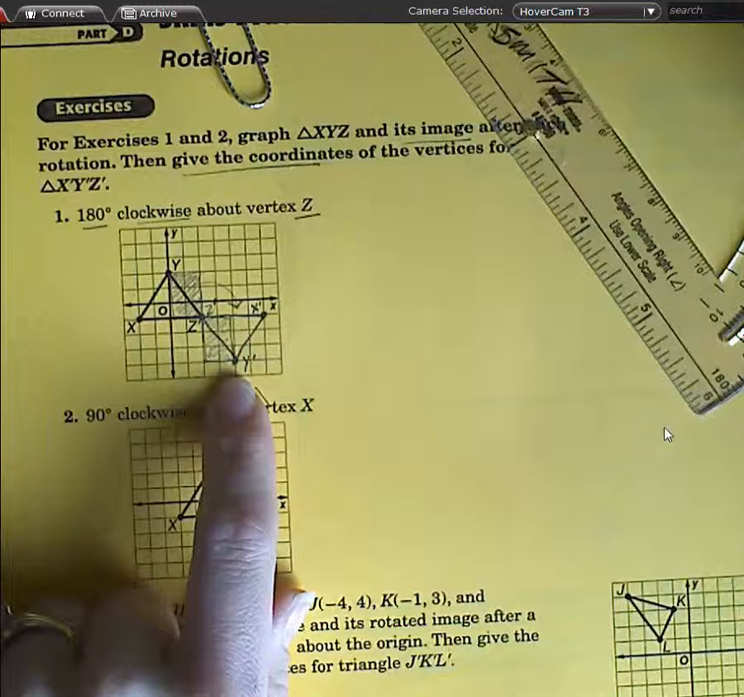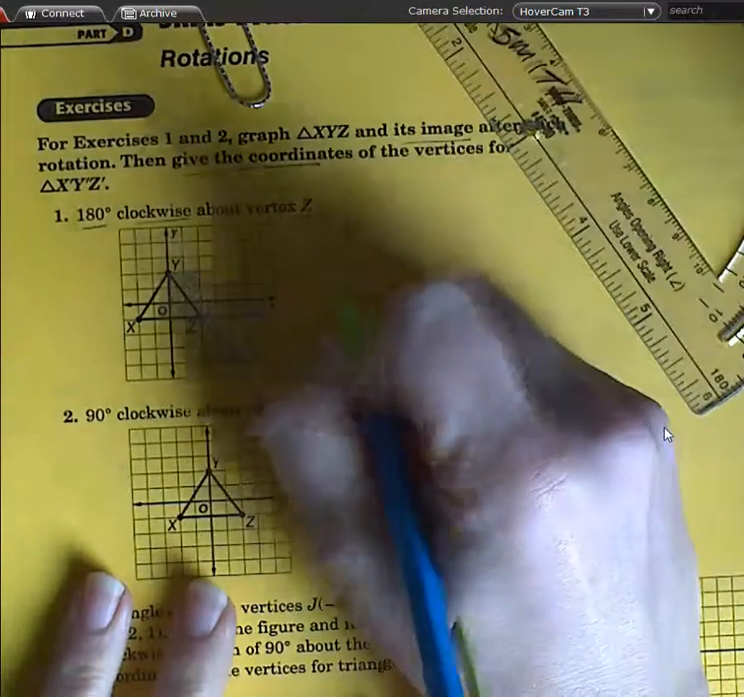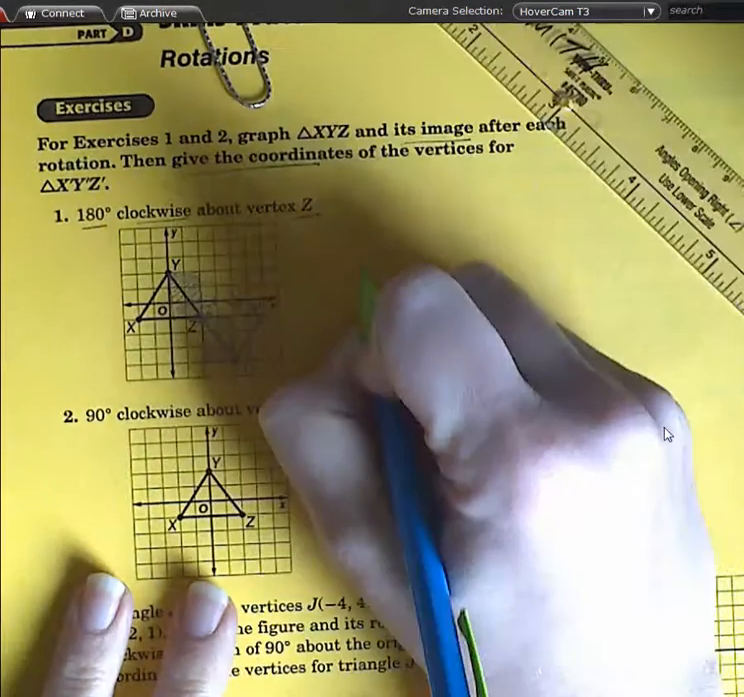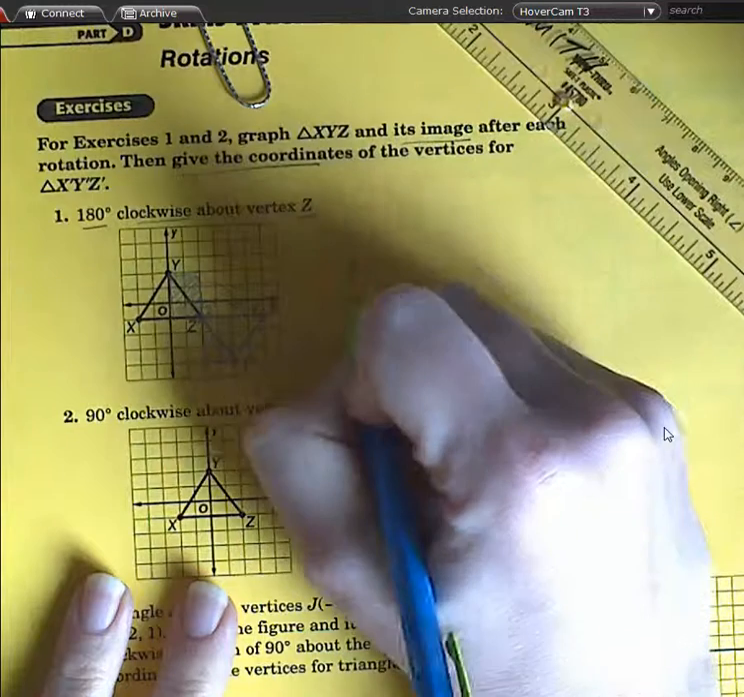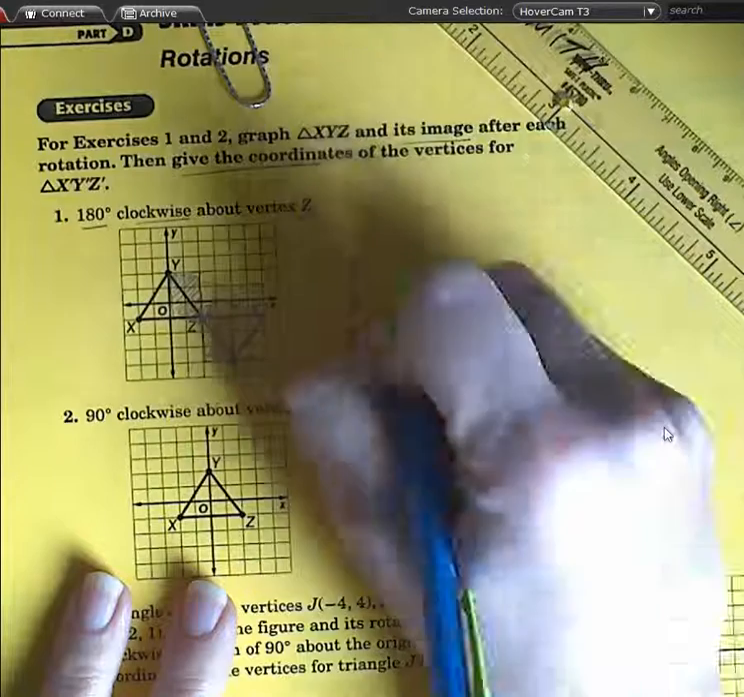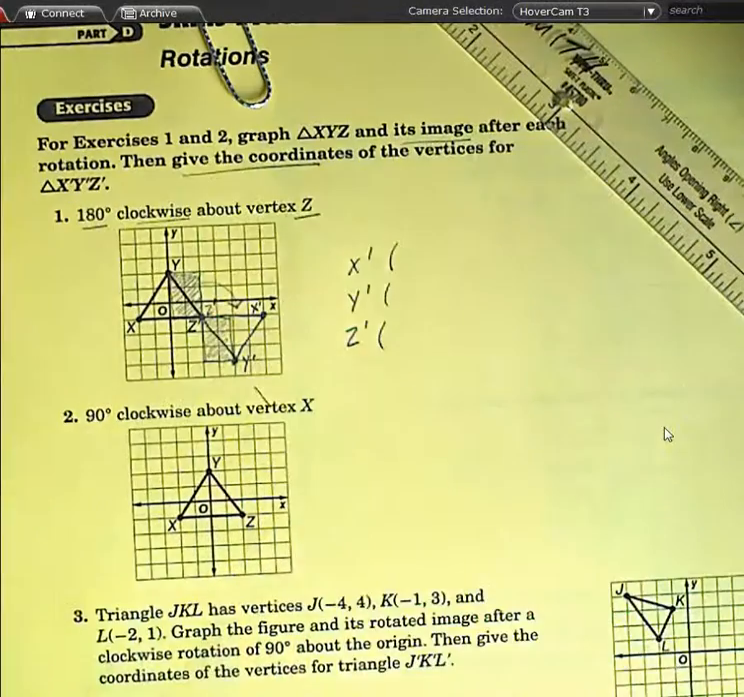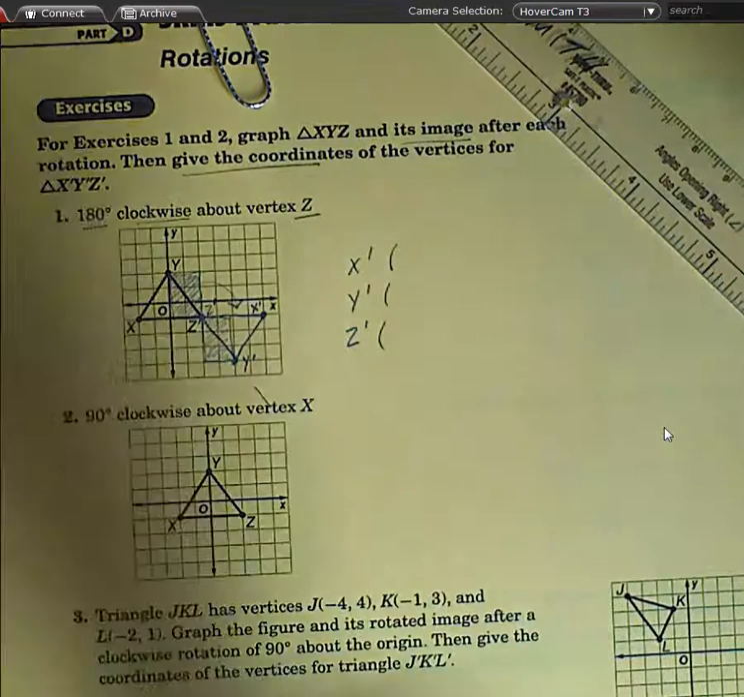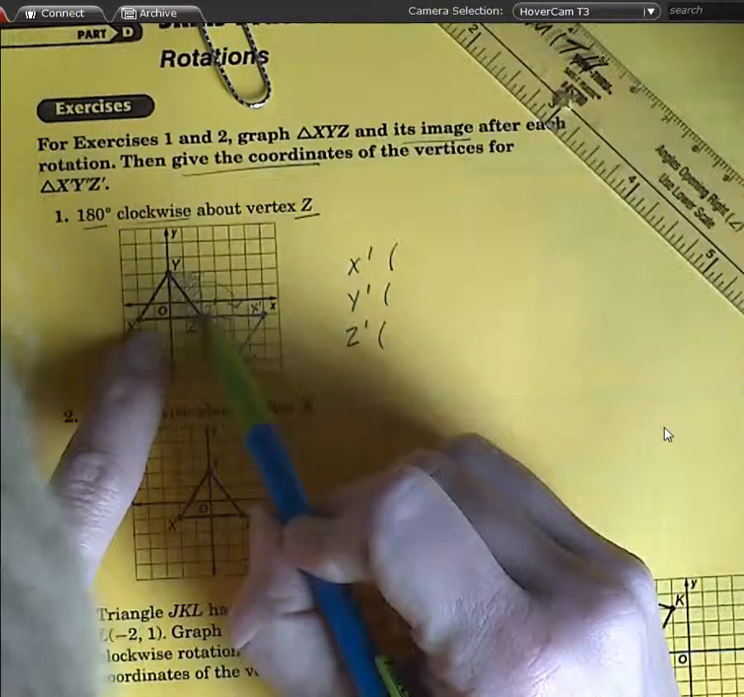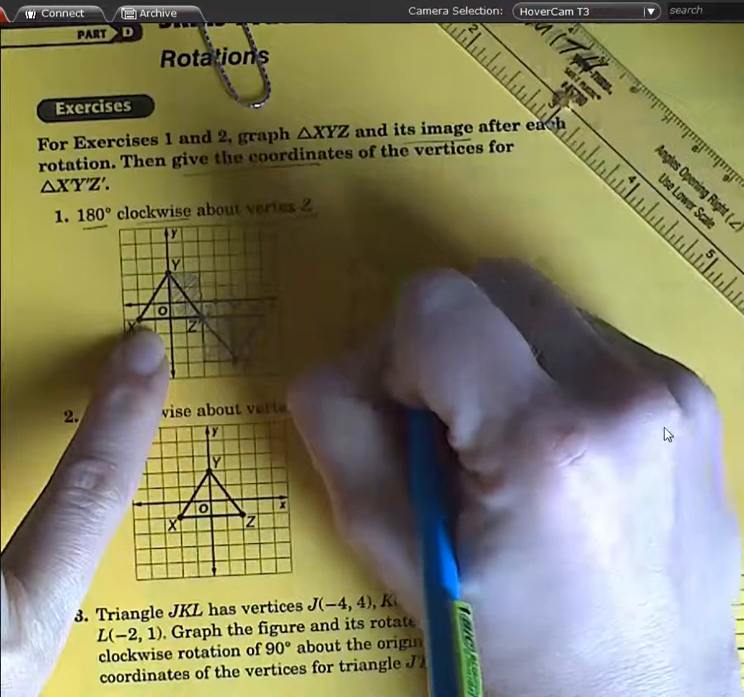What do we do? We're not done with this. Why not? What do we forget? Coordinates. Gotta write the coordinates. And so, X prime, Y prime, and Z prime. Z's the same. And Z, you're right, stays the same. Remember, coordinates have to have parentheses. So X prime, 6, -1.